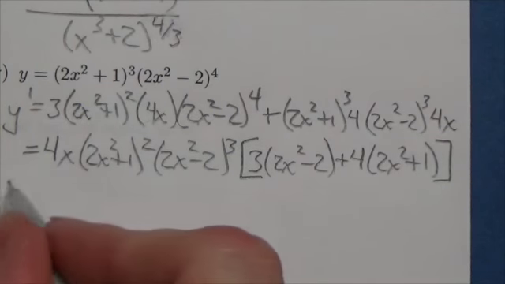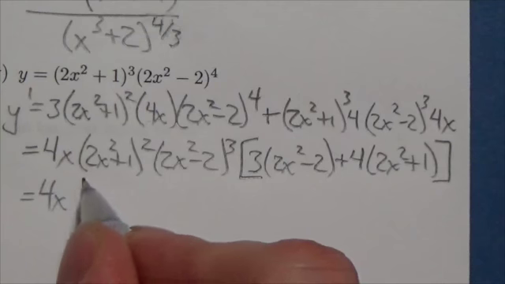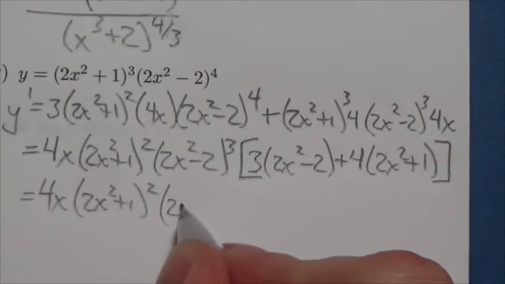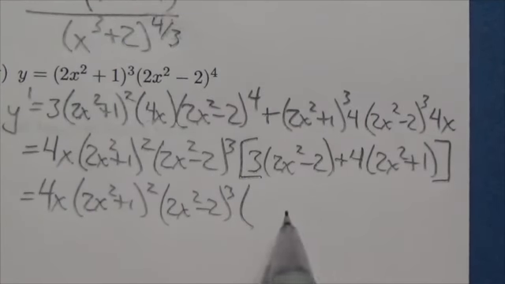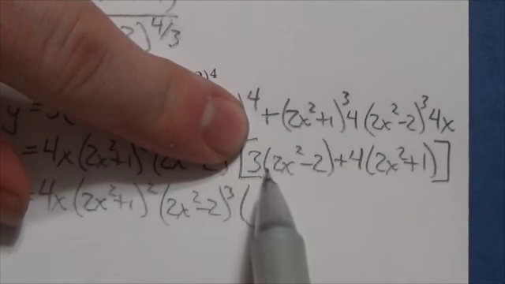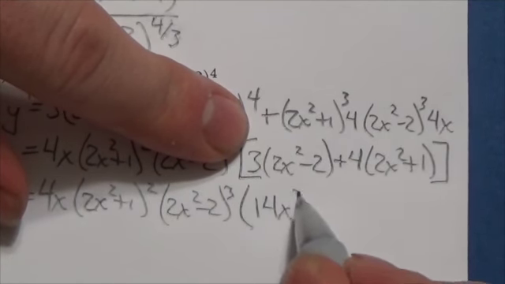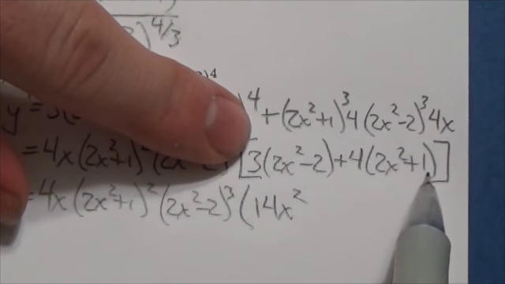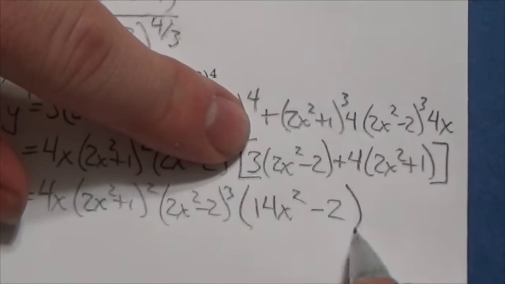Okay, now let's put this together here. So this is going to be 4x(2x² + 1)²(2x² − 2)³, multiplied by, okay, well now we're going to get 6x² and 8x², so that's going to be 14x² here, minus 6 plus 4. Okay, well minus 6 plus 4 will be minus 2.